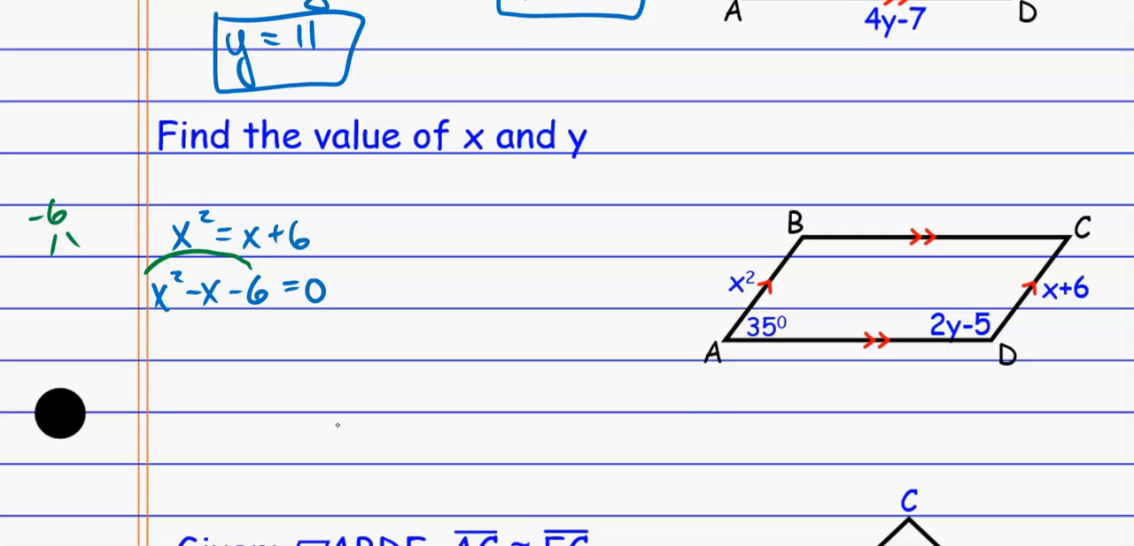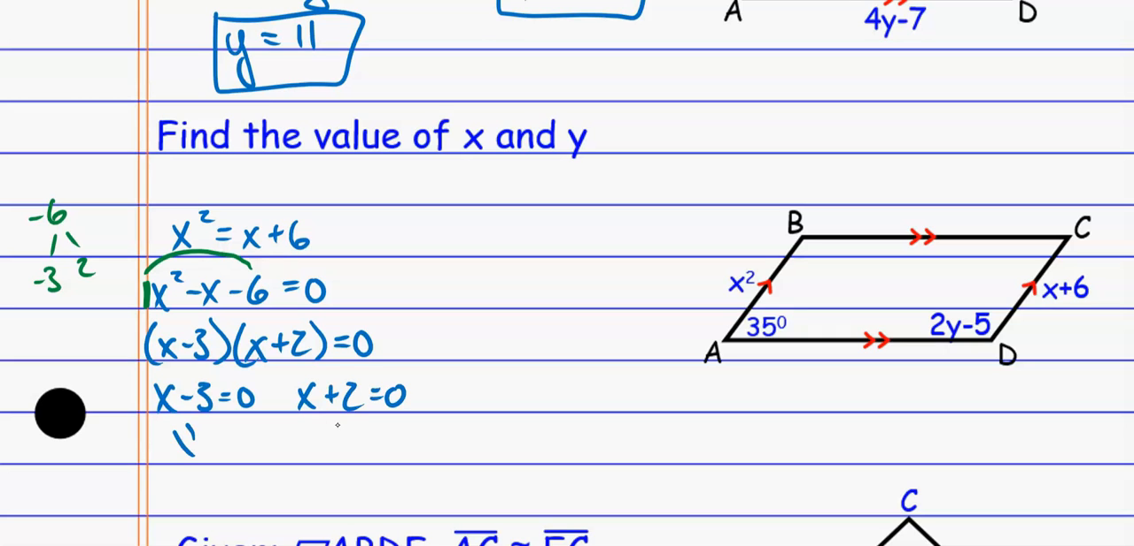Two numbers that multiply to -6 but add to -1 are -3 and +2. Because the a value, the number in front of the x squared, is a 1, I can go right to the two factors of x minus 3 and x plus 2. And then I can set each of these equal to 0. So here I add the 3, here I subtract the 2.